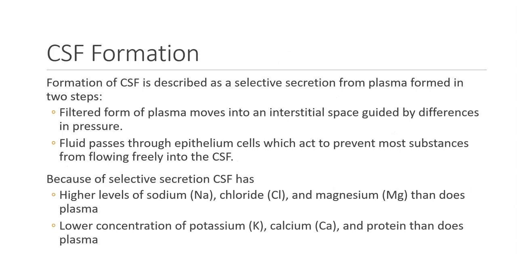The formation of CSF is described as a selective secretion from plasma formed in two steps. It's a filtered form of plasma that moves into the interstitial spaces and is guided by a difference in pressure. The fluid passes through epithelium cells, which act to prevent most substances from flowing freely into the CSF. So the epithelium cells are the ones that are selective in allowing certain components to go into the CSF and prevent other components from going into it.